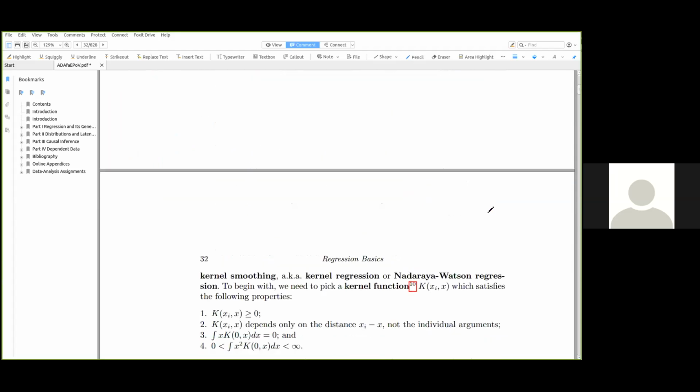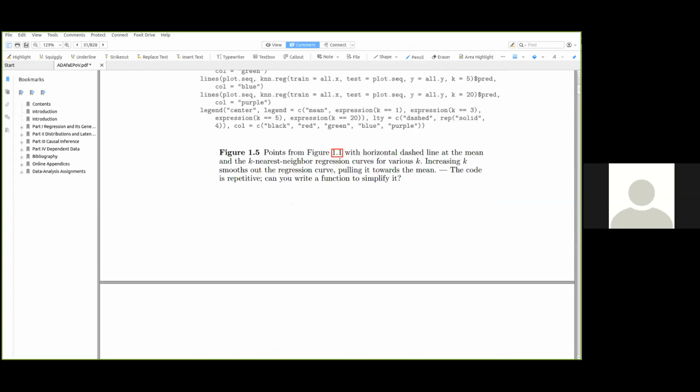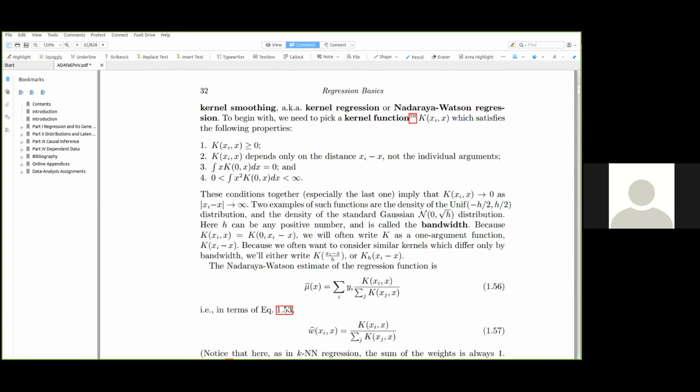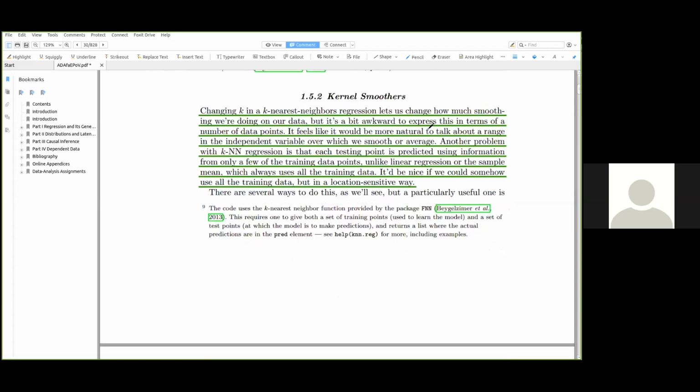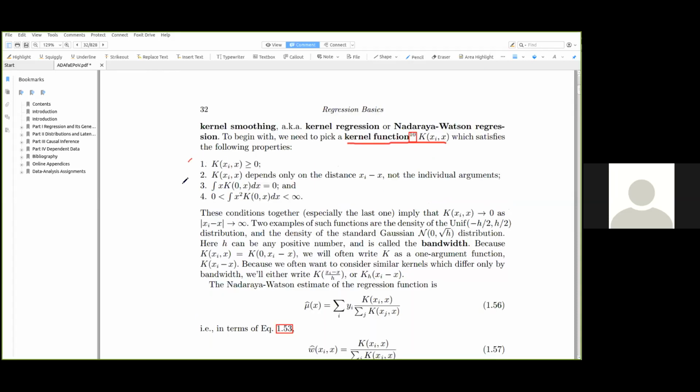So this is what is known as kernel smoothing, or kernel regression. There are different names for it, Nadaraya-Watson regression. What you need to do is use a kernel function which allows you to assign a weight. There are some properties for these kernel functions which are mentioned over here.